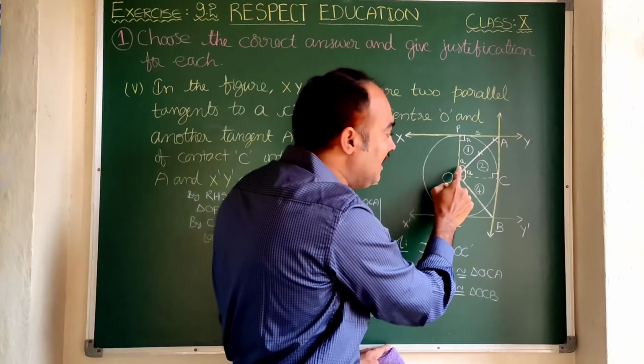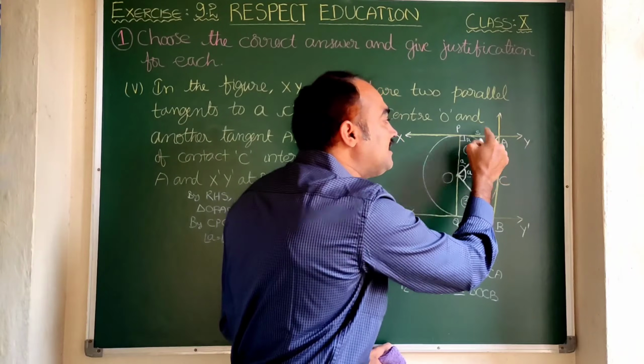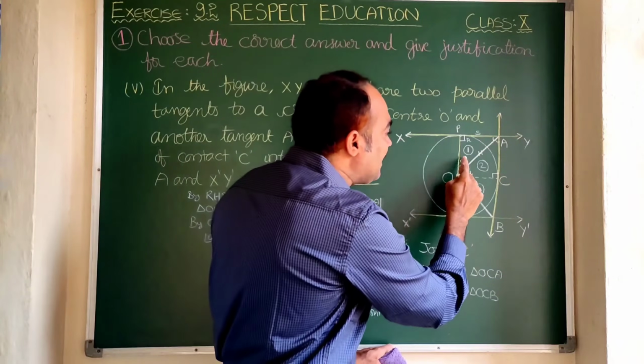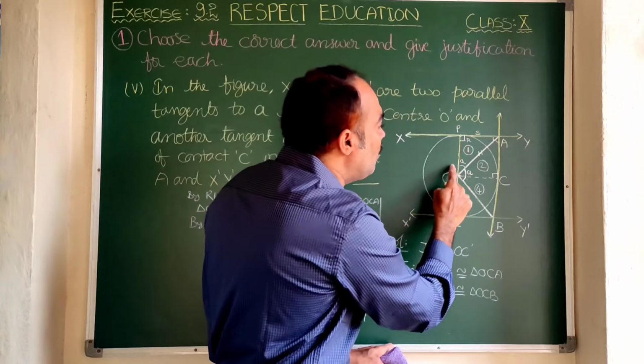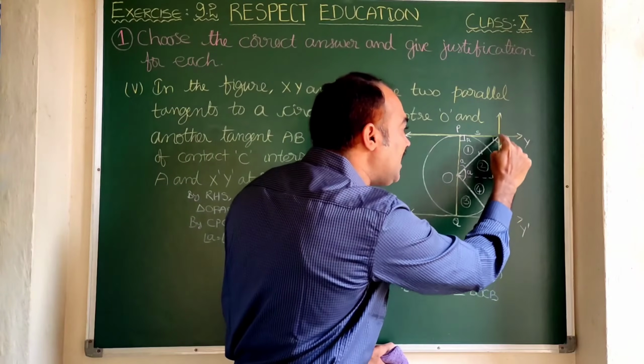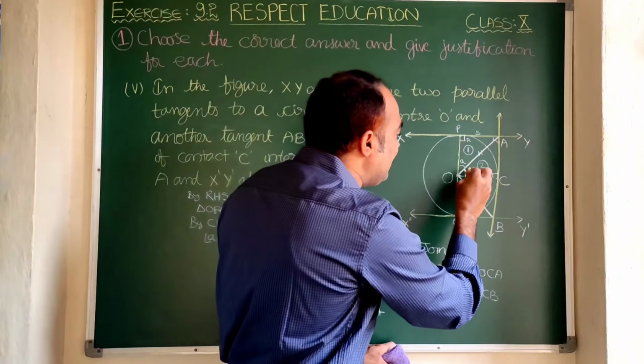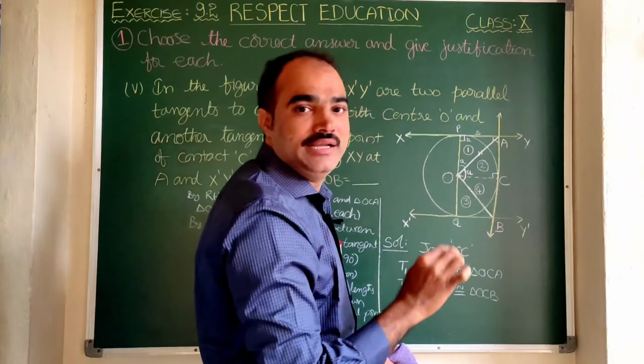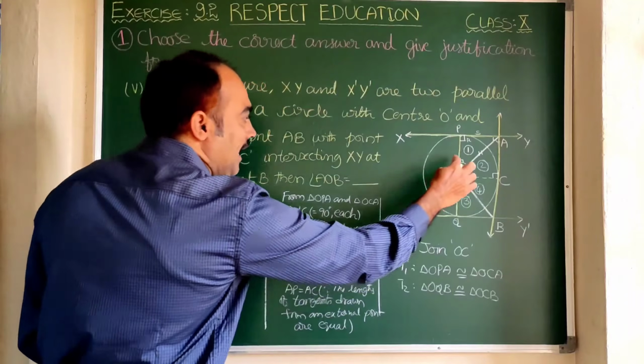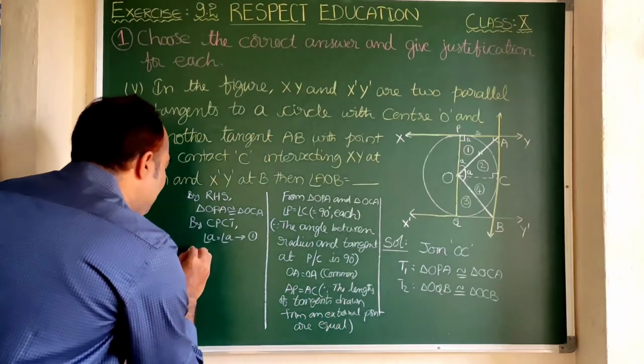If it is A, this is also A, this is also A, this is also A. So here directly I am taking, when you overlap these two, OP will be matched with OC, and AC will be matched with AP. So in that way these two angles are absolutely equal. So here I am saying angle A equal to angle A.